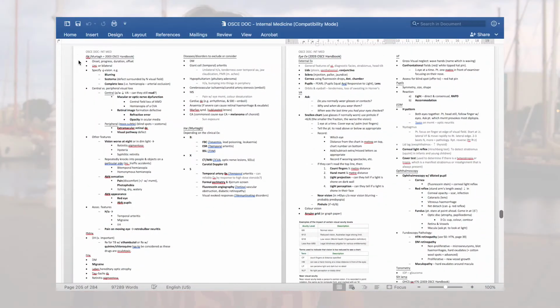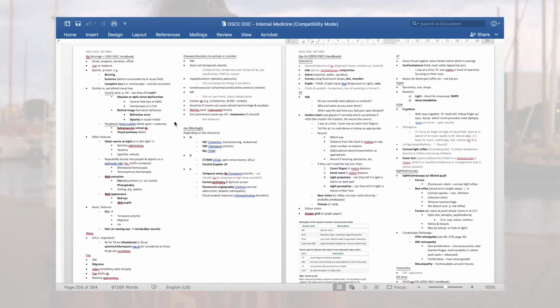Now you can see my history dot plotted out in the order that I'd like to ask it. I wouldn't ask all of these questions in all cases, but again, I've included all the information and I omit it as needed depending on where the history takes you. Next to the history, I've also included some diseases and disorders to exclude or consider because you want to think about asking those again depending on where the history directs you.